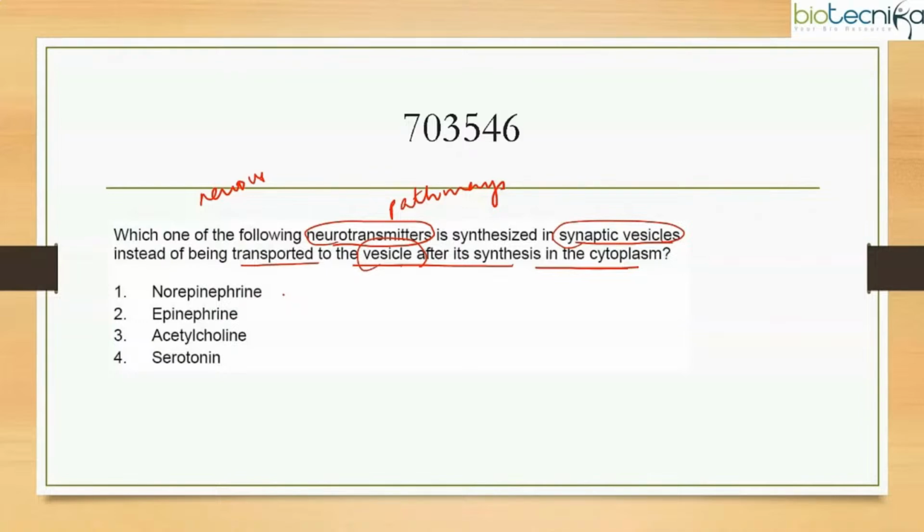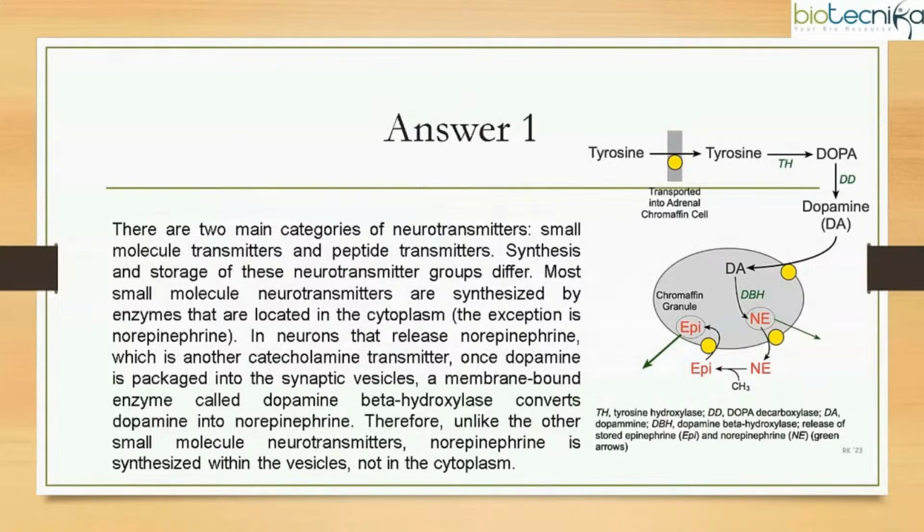So the right answer for this question is option 1. Norepinephrine is actually synthesized in the synaptic vesicles, but not completely from scratch. We'll see how it is synthesized in the synaptic vesicles.